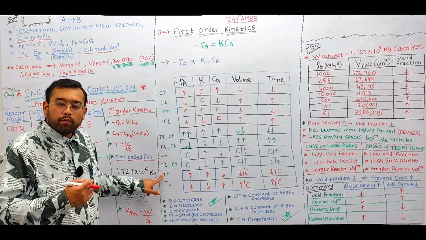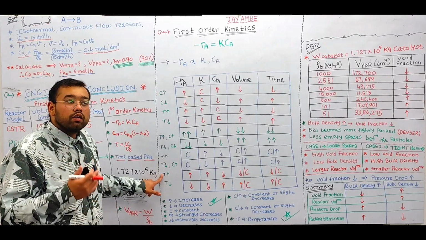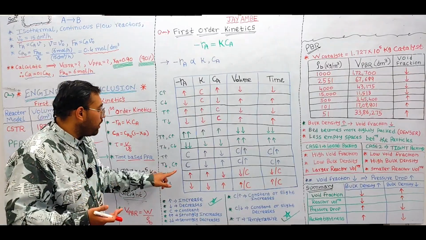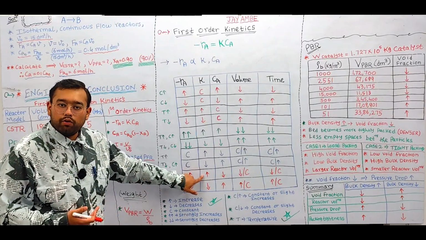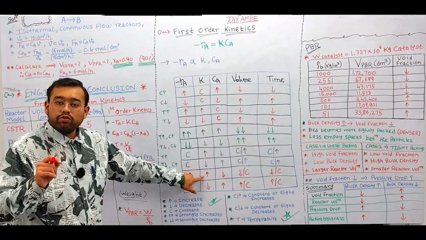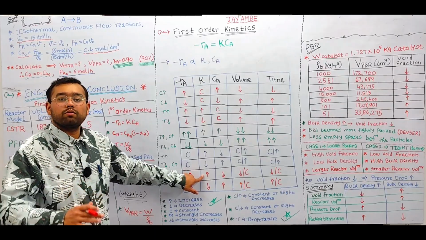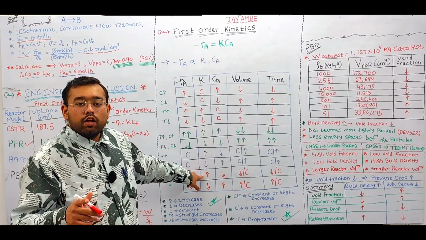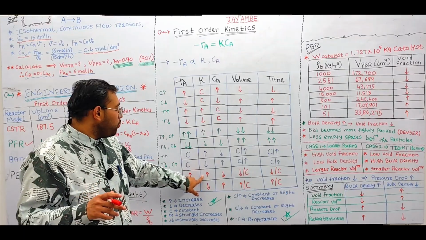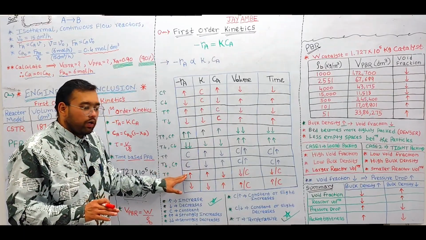So when we increase the temperature of the reaction environment, there will be an increase in the reaction rate constant value, right? Due to the increase in the temperature of the reaction environment, the rate constant will also increase, due to which the reaction rate will also increase.